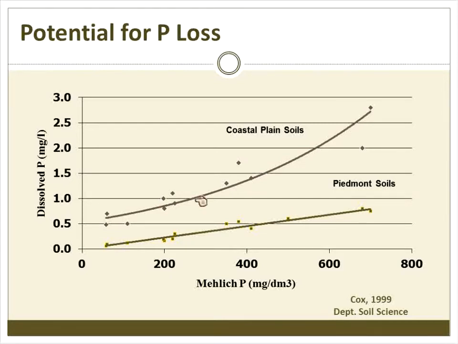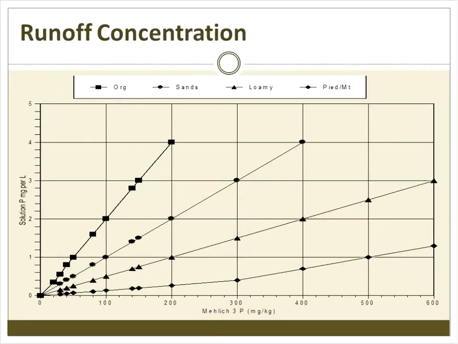We took these data and we worked them into algorithms. Organic textured soils are the square, sandy textured soils the circle, loamy textured soils the triangle, and Piedmont textured soils the diamond. And again, here's our 1 milligram per liter soluble phosphorus. For organic soils, we reach this at a soil test of about 50. For our sandy textured soils, we reach 1 milligram per liter soluble phosphorus loss at 100 Mehlich 3 P.